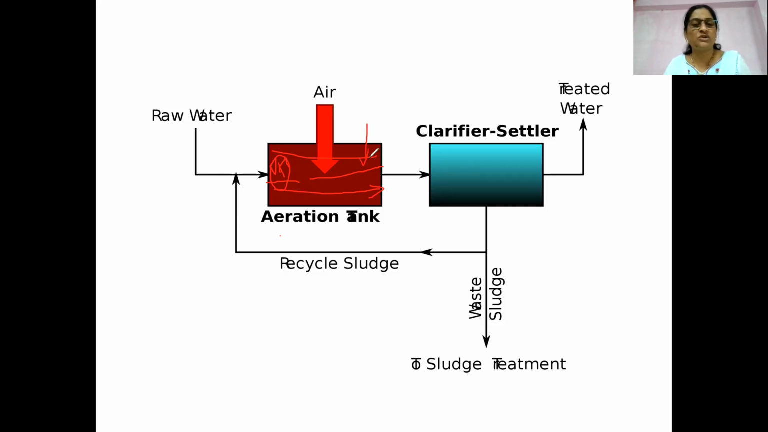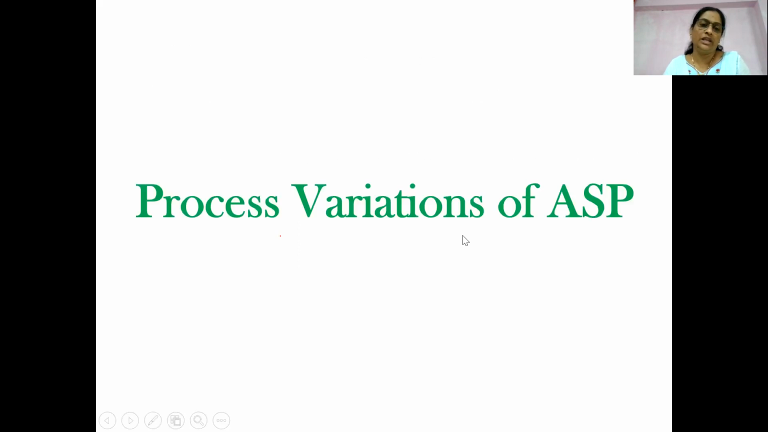And because of wastage of oxygen in this portion, it will increase the running cost of that plant. And because of the less quantity of oxygen available in this portion, effective decomposition will not be performed. So this is the drawback of the conventional activated sludge process. To overcome that drawback, we are studying some process variations. And one of the process variations we have studied just now is the step aeration.